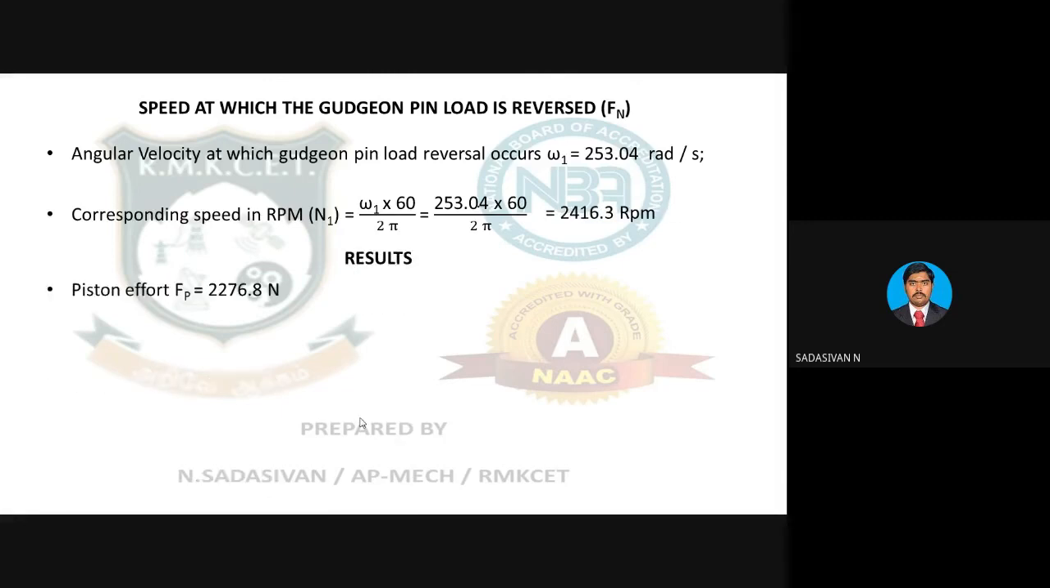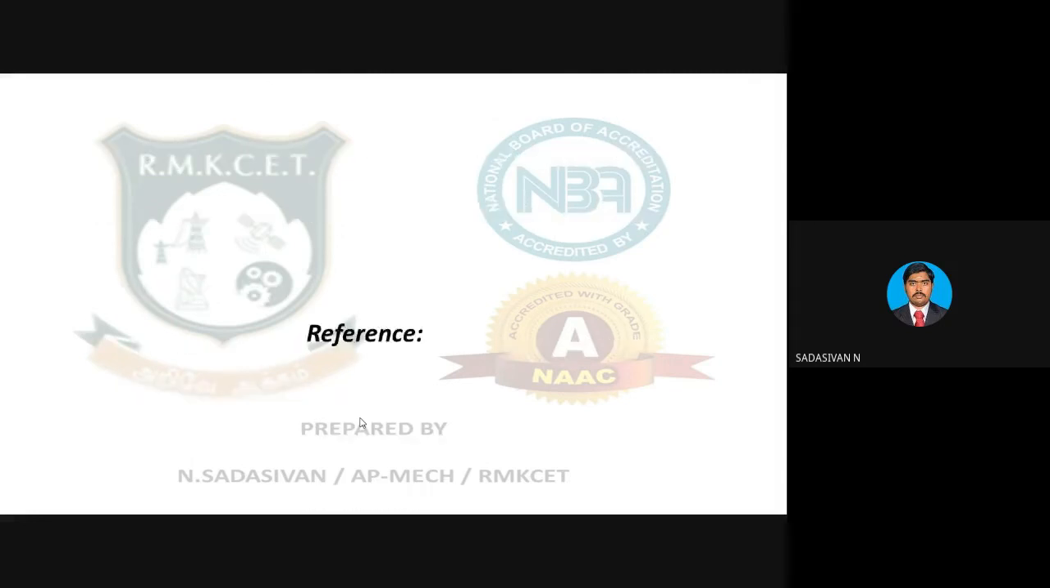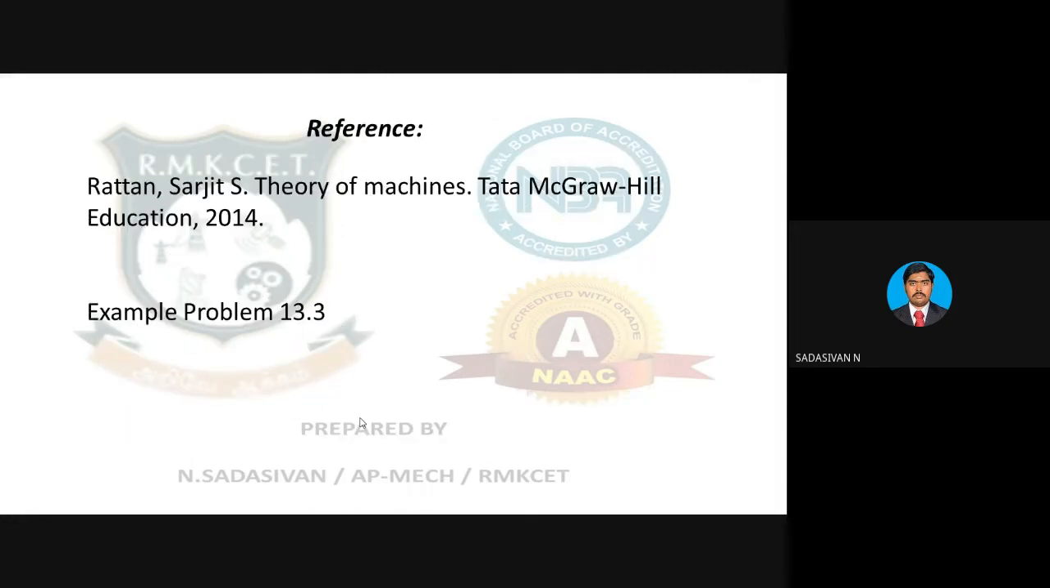So these are the results. I'll sum up the results. Piston effort FP is 2276 Newton, the net load on the piston, don't forget the units. Write it carefully. FQ is 2283.4 Newton. Thrust on the cylinder wall FN is 173.5 Newton. The speed at which the gudgeon pin load reverses is N1 equal to 2416.3 RPM, or you can also write omega 1 equal to 253.0. So that is the end of this problem. This is taken from your Rattan textbook, example problem 30.